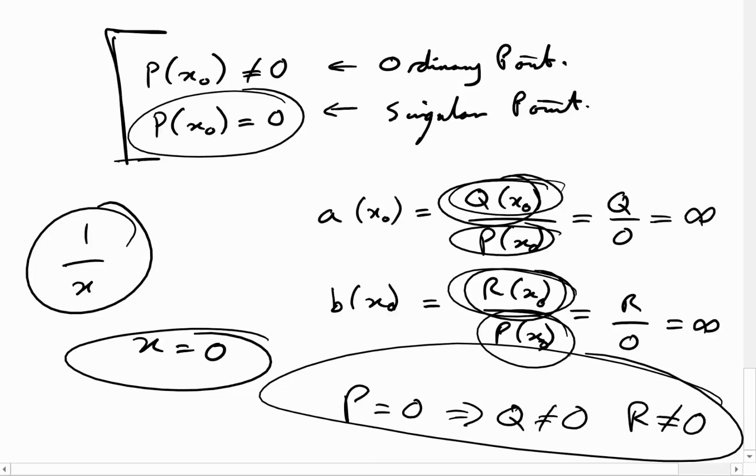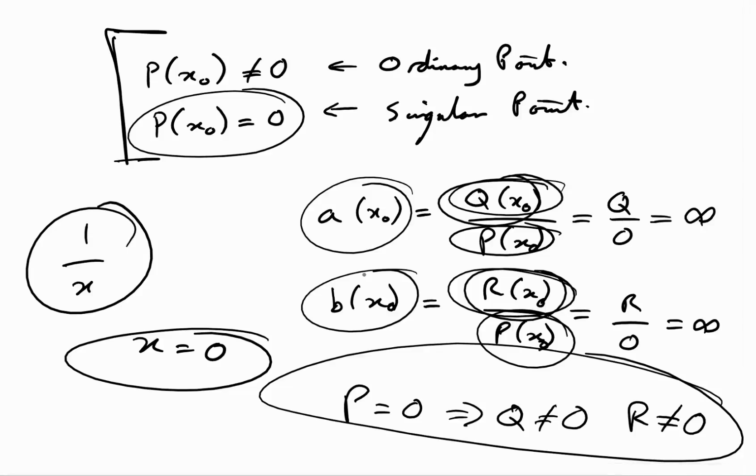But basically, the point which I want you to get out of that is that if it's a singular point, then a goes to infinity and b goes to infinity. So, therefore, the function becomes unbounded. In other words, it goes to infinity as the function approaches x naught. So therefore, we can't really apply the existence and uniqueness theorem to talk about solutions at that particular point.